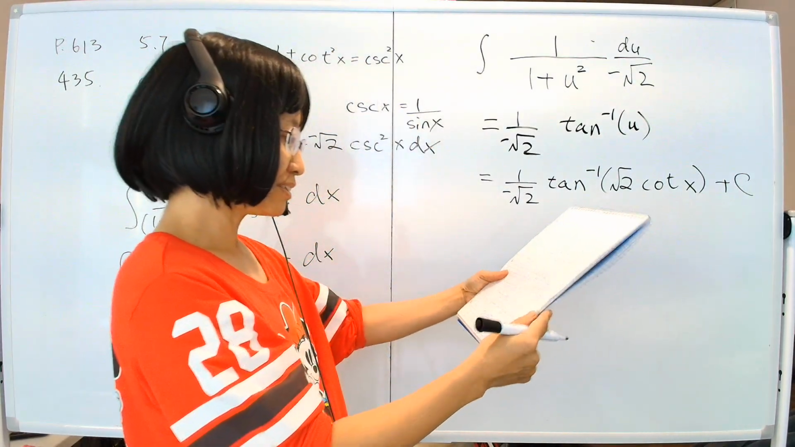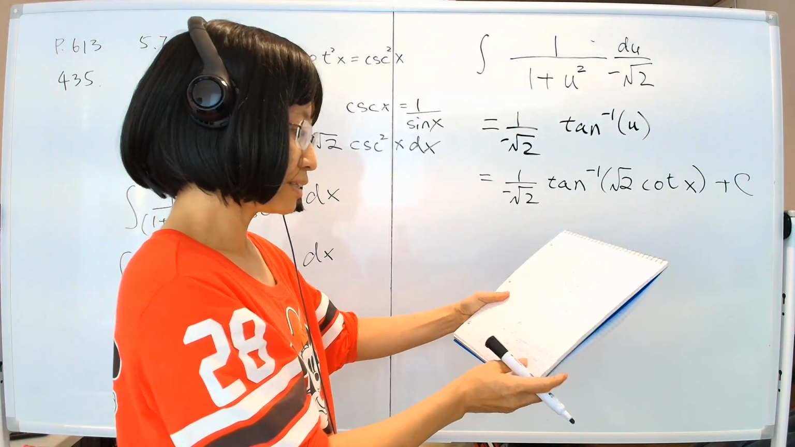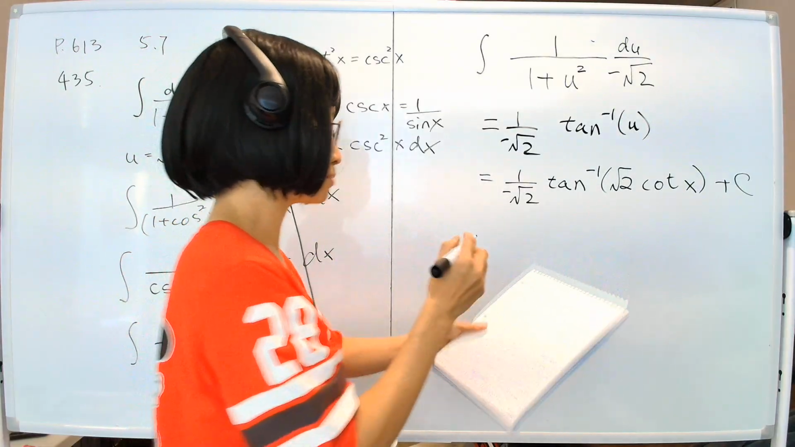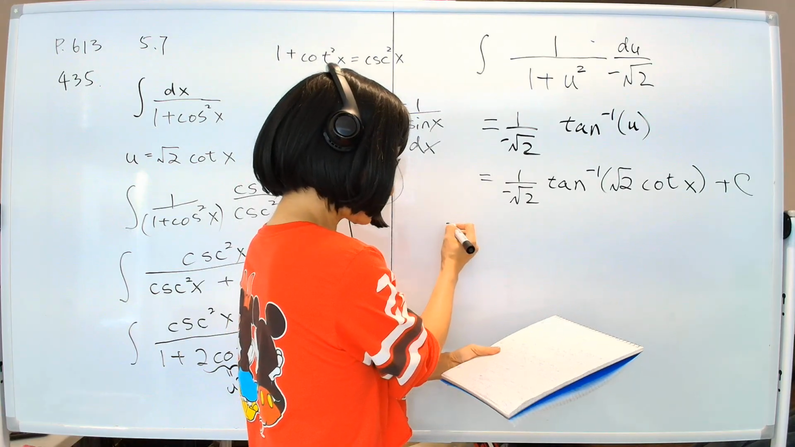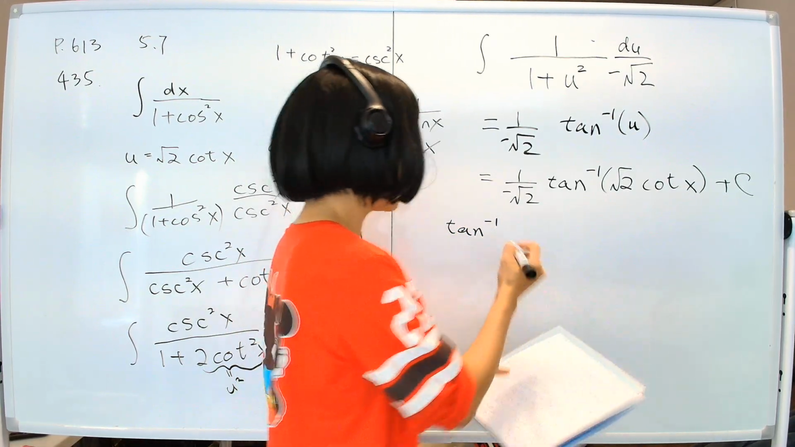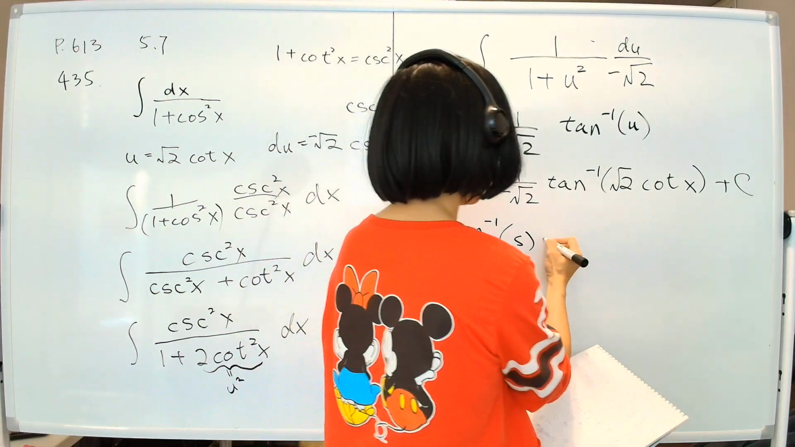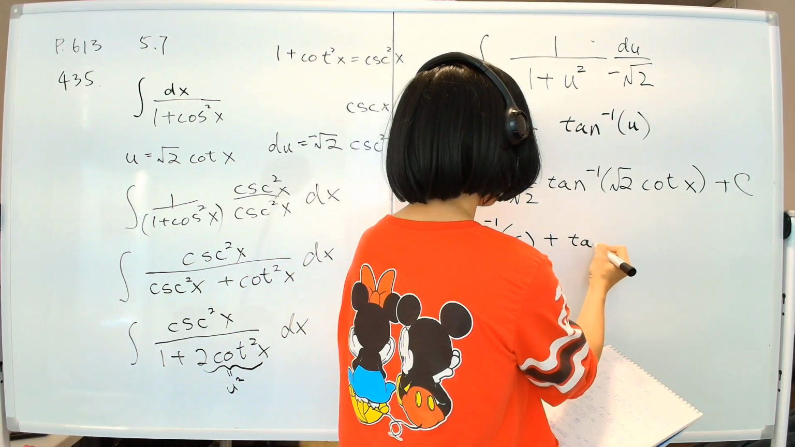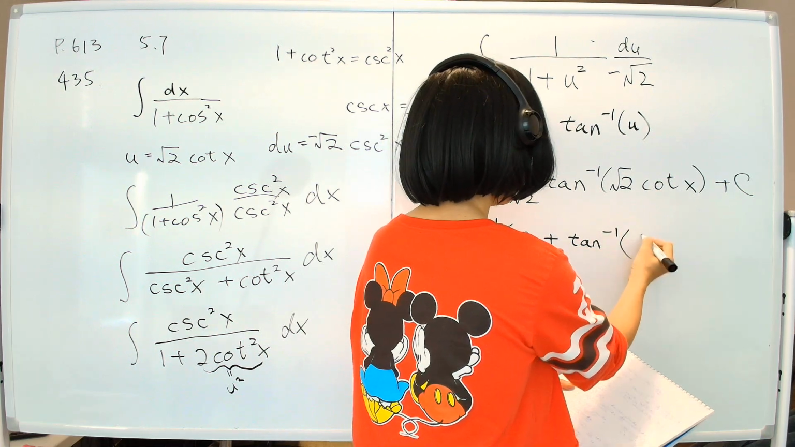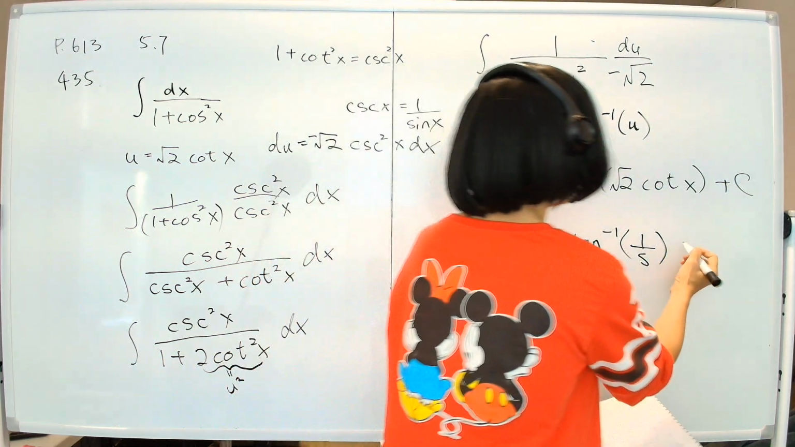So if you want to do that, then you remember something like this. The inverse tangent has this relationship: tangent inverse of some number, any number really, say s, plus tangent inverse of 1 over s happens to be equal to pi over 2.